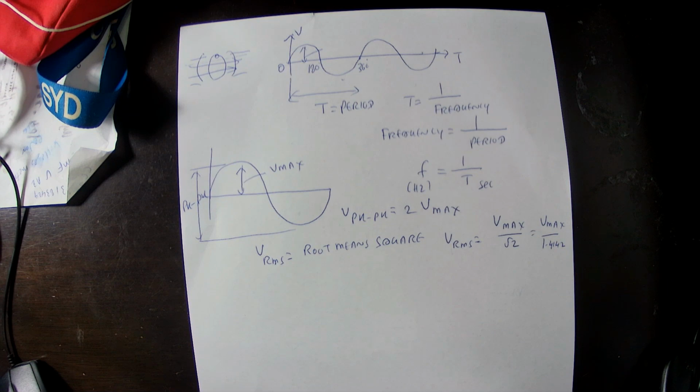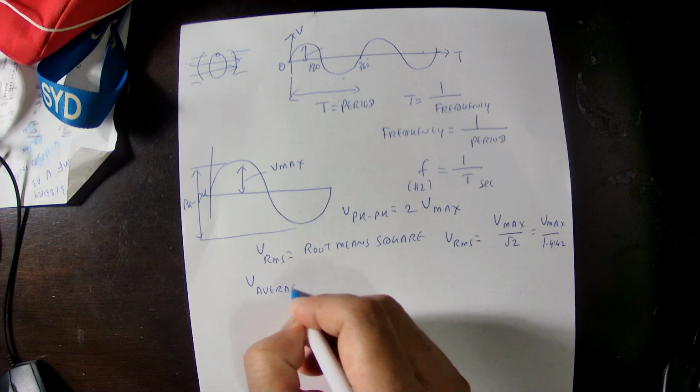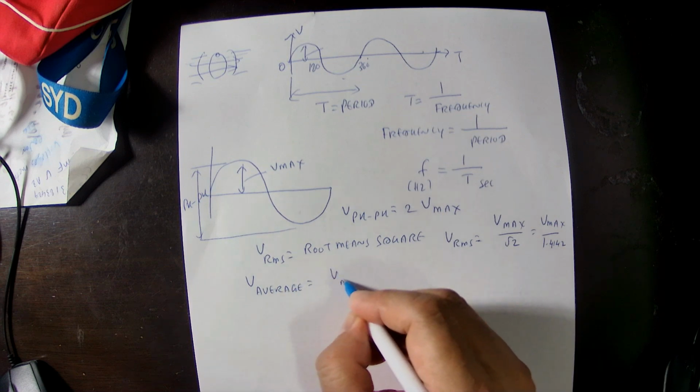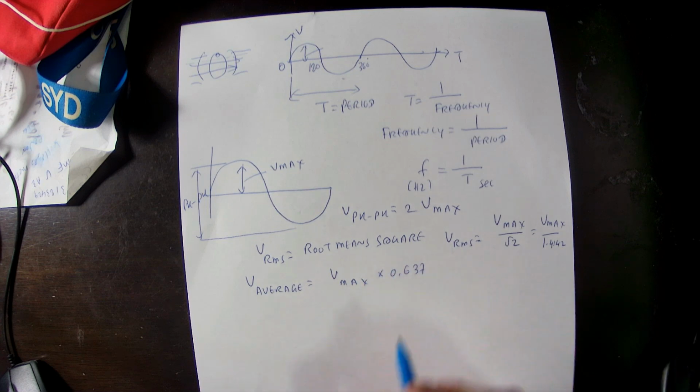We also calculate the average value. The V average value is V maximum multiplied by 0.637. So V maximum multiplied by 0.637, we can calculate the average value.